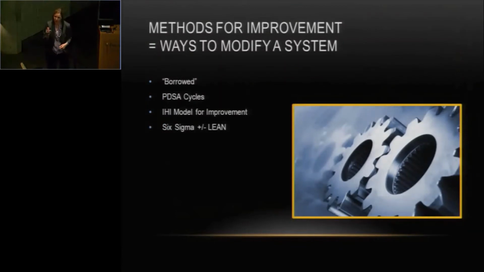Probably the most important way to control for those variables and increase your success is to use a method. Okay, is to use a structure behind your effort. And two of the most common things are actually borrowed from business. Manufacturing has been doing this for a very long time. Medicine and healthcare in general is slow to adopt. We're going to talk about PDSA cycles, the IHI model for improvement. The IHI is the Institute for Healthcare Improvement. And we're going to talk about Six Sigma and Lean.